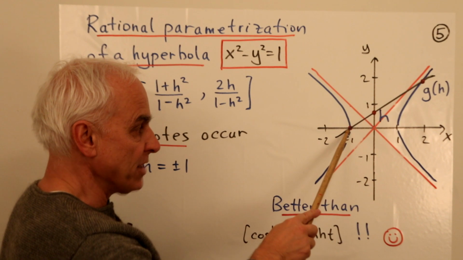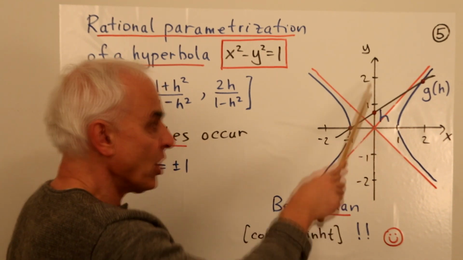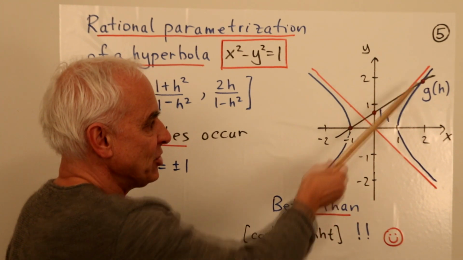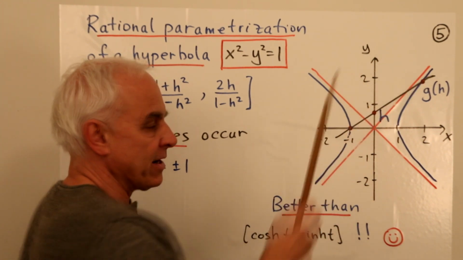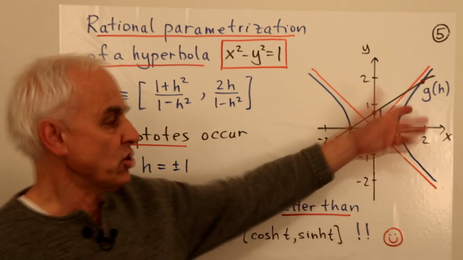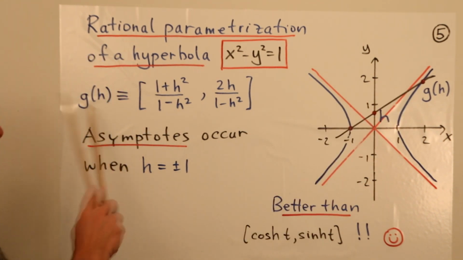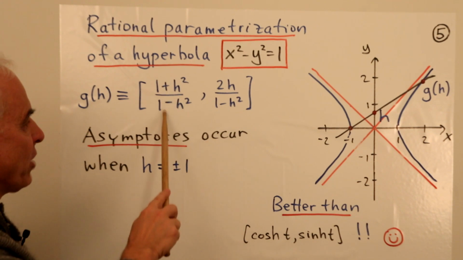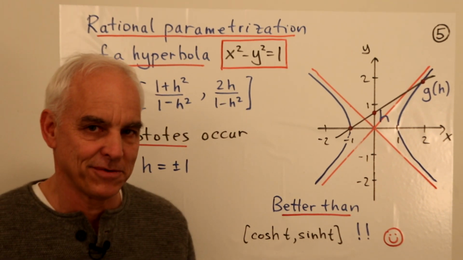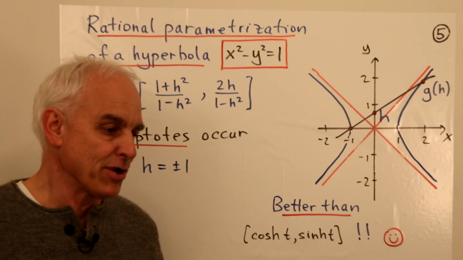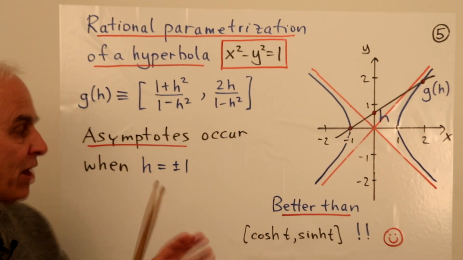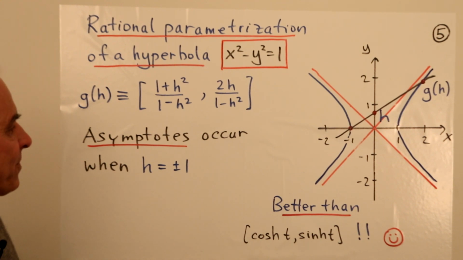You take the point minus 1 here, you take the point h on the y-axis, you draw this line that connects these 2 points, and you see where the second point of intersection with the conic is, and let's call that g of h. And then it turns out that g of h is 1 plus h squared over 1 minus h squared, and 2h over 1 minus h squared. So very similar kind of, I think the same ingredients really, but just arranged in a slightly different way.